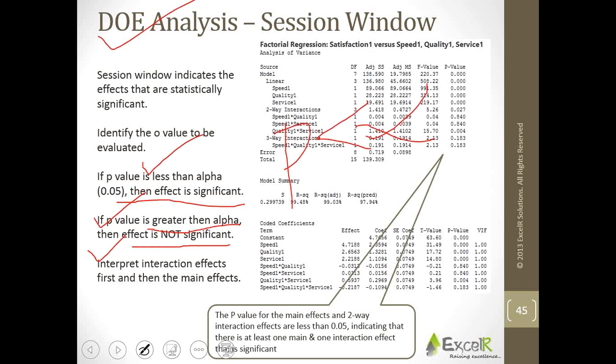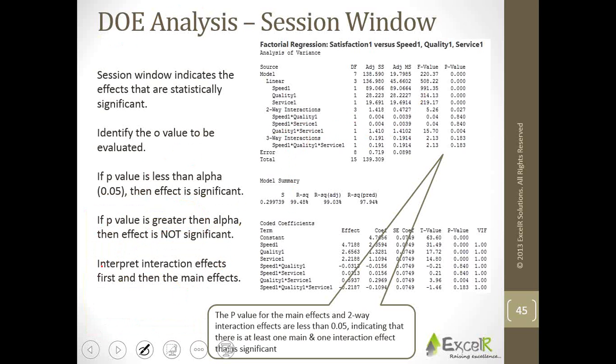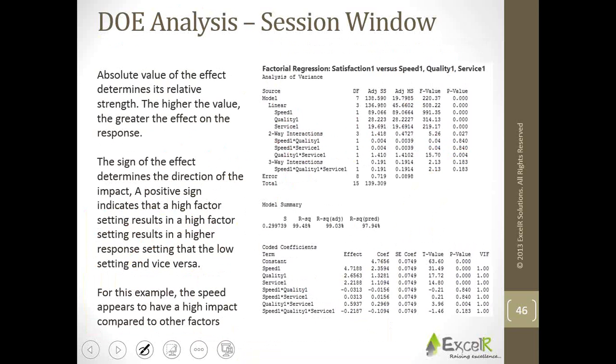You have to interpret interaction effects first and then the main effects. What does that mean? First you will have to interpret the three-way interaction, A, B, C. Here the p-value is greater than 0.05. What does that mean? If the p-value is greater than 0.05, that means it is not significant. So you will try to remove this first. Right, so let us see what happens.